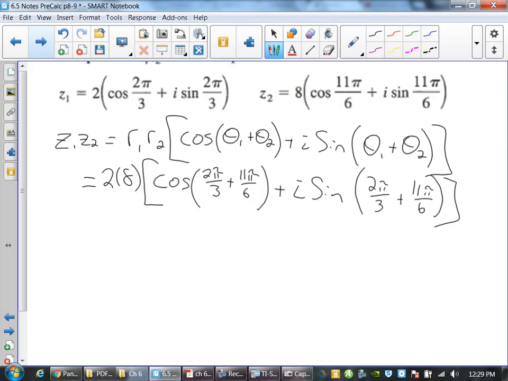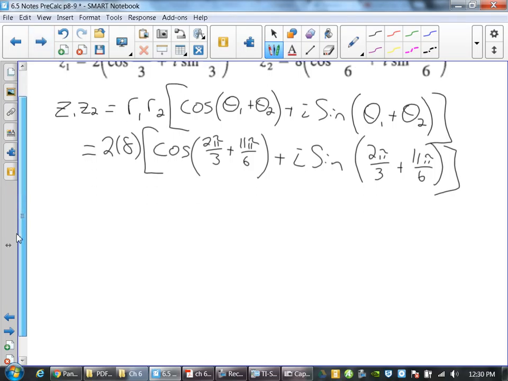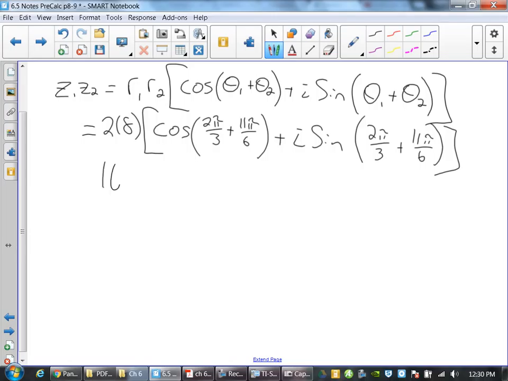Right. So we start by piecing it together. We start simplifying each individual chunk. There are basically 3 parts that we're going to simplify. 2 times 8, and then 2 pi over 3 plus 11 pi over 6. We're going to add those together. So we wind up with 16 cosine of 2/3 plus 11/6. It's the same thing as 4/6 plus 11/6. We get 15 pi over 6.